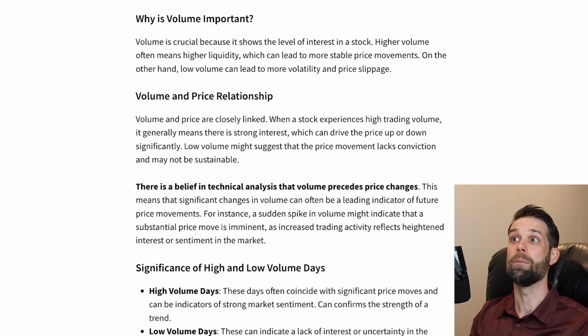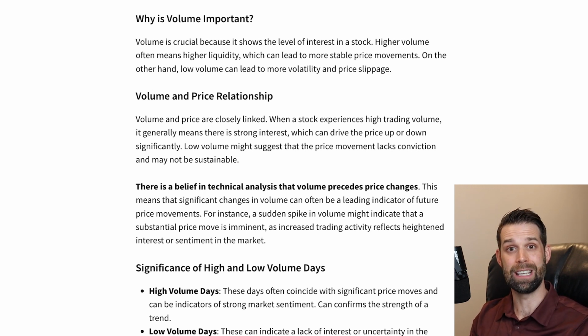Higher volume means higher liquidity, meaning there are more trades happening. You can get your trades in and out. You can get your money in and out. Or if there's a price that's listed, you can buy or sell at that specific price. And that just means more stable price movements.